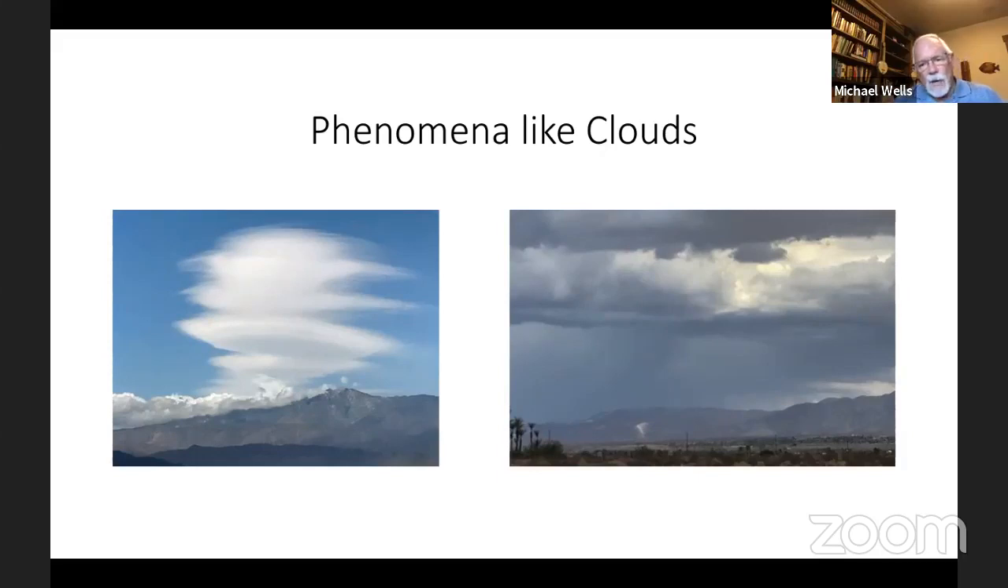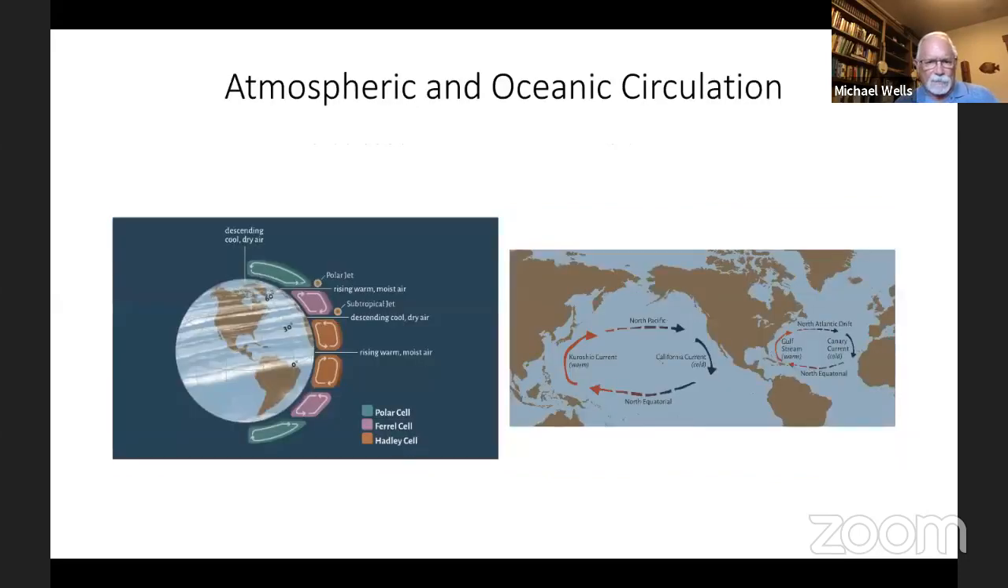On the right-hand side, we have the thunderstorm, a cumulonimbus cloud that's dropping significant rainfall on the desert. We also talk about atmospheric and oceanic circulation and how those contribute to the formation of the desert.